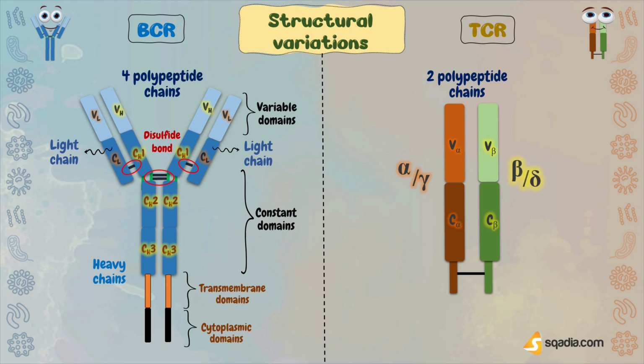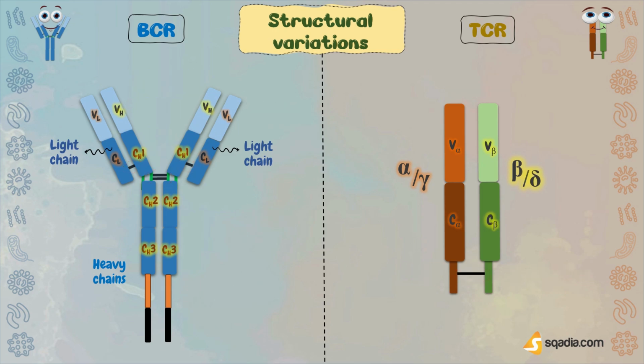A portion of these constant domains are anchored inside the cell membrane, making its transmembrane region. And just like BCR, both these polypeptide chains are connected by disulfide bond. Now here, again in BCRs, the variable regions of both the heavy and light chains form a special site called antigen binding site, which exhibits tremendous diversity in its amino acid sequence, and thus allows BCRs to recognize and bind a wide range of antigens.